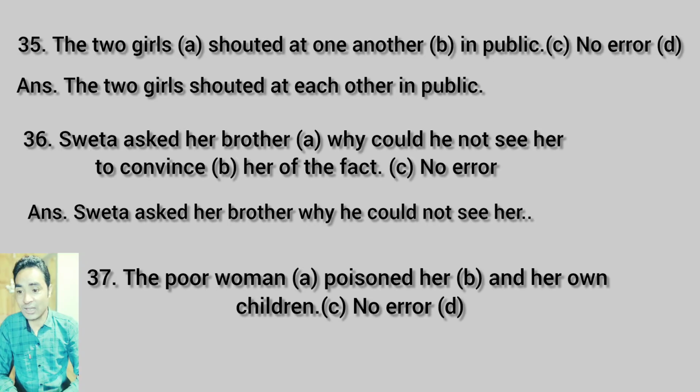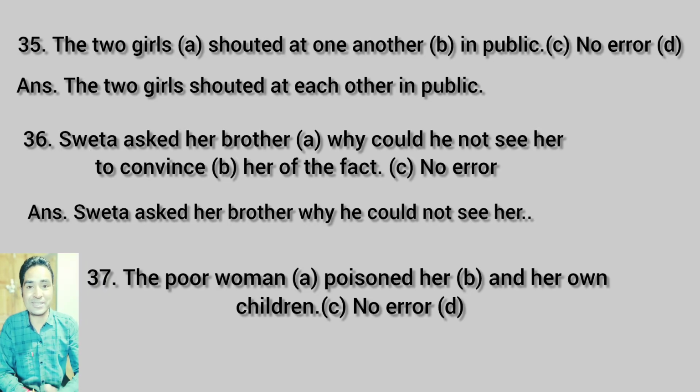Next, the poor woman poisoned her and her own children. No error. What do you think about this sentence? Here in this sentence, the poor woman is the subject. Poisoned is the verb. Her is the object of the verb poisoned.